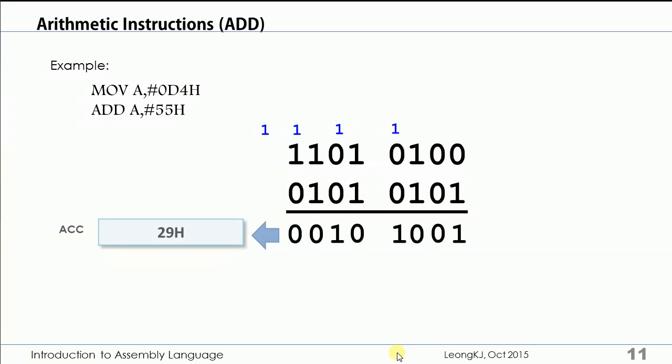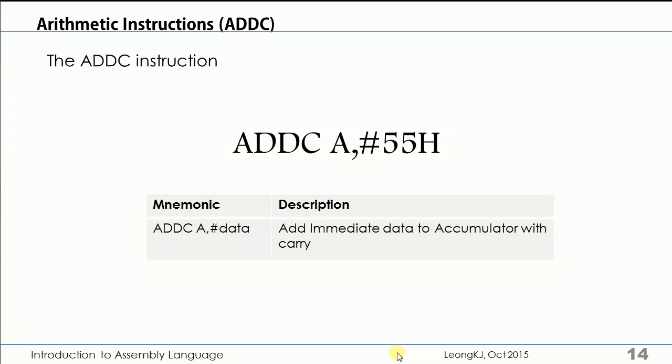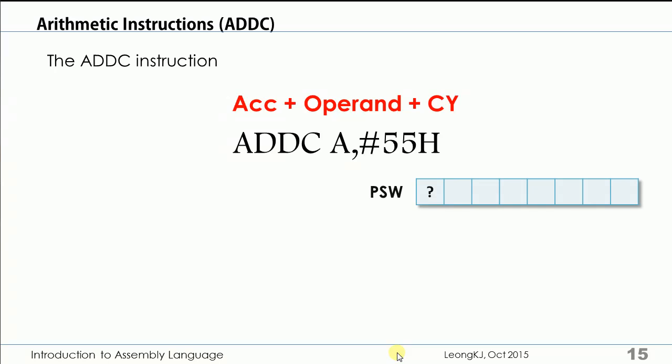The result is 29 in hex and it is stored in the accumulator. What about this bit? This bit is stored in the carry bit in the PSW. If the addition results in no carry, then this flag is set to 0. Let's take a look at another add instruction called the add with carry, ADDC. This instruction adds the content in the accumulator with the operand, which is immediate data 55, and the carry flag. The carry flag could be 0 or 1.